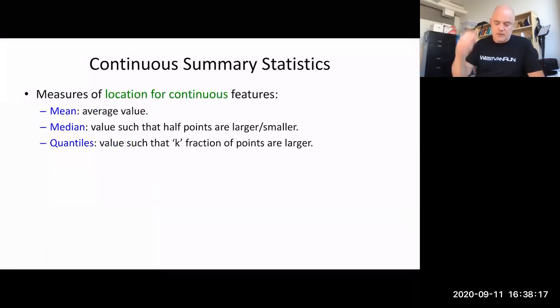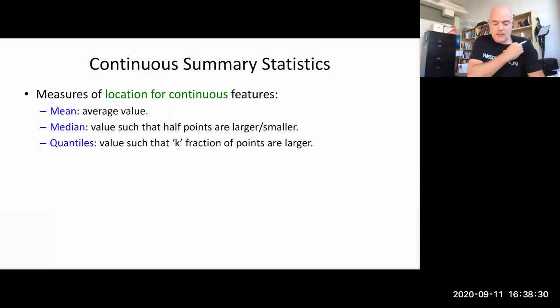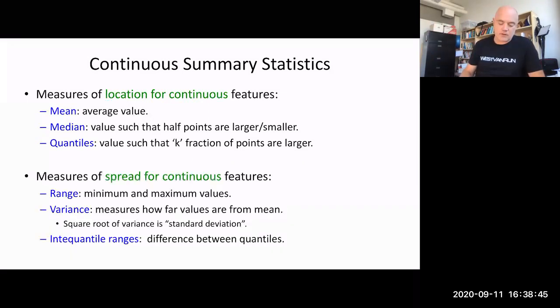For instance, there are continuous summary statistics. Most of these should be familiar, so we can go through them very quickly. These are basically measures of location for continuous features, like the mean, which is the average value. That's the standard maximum likelihood estimate. The median value is such that half the points are larger and half the points are smaller. Same thing with quantiles: the value of the kth quantile is such that the kth fraction of points are larger.